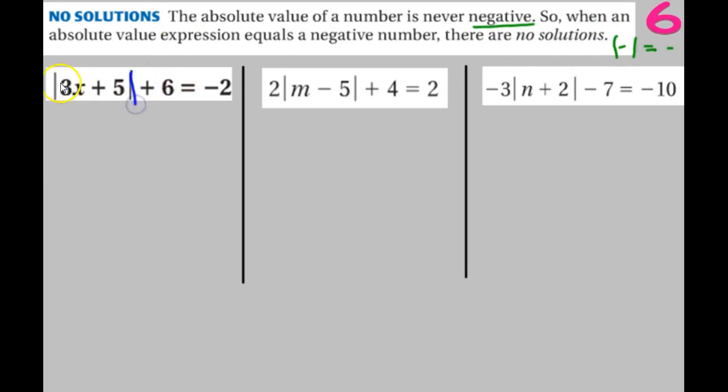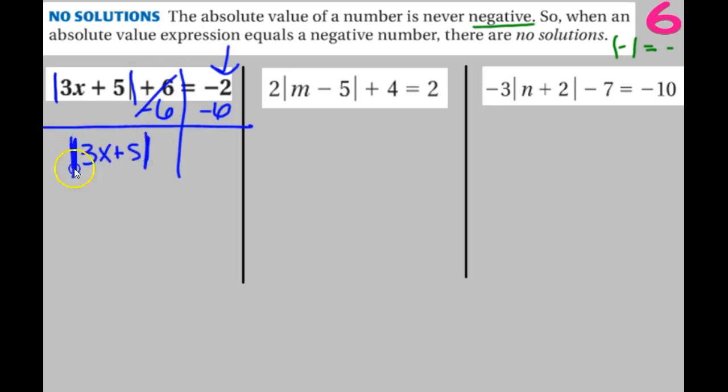But the absolute value needs to be by itself. For example, this one looks like it's no solution because we have absolute value equal to a negative, but there's a 6 in the way. So we need to move that 6 first. I'm going to subtract 6. We have the absolute value of 3x plus 5 equal to a negative 8. Now we have the absolute value equal to a negative number, so this one is no solution. If you were to solve it and try and plug your answer back in, it wouldn't work.